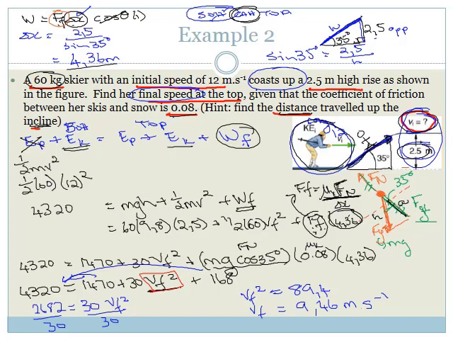And that, grade 12, is a nice level 4 question on how to use both the conservation of mechanical energy as well as the work done against the force of friction, in other words, your work energy theorem, to solve a very nice question that is a typical exam question. So please, grade 12s, go practice this, go do the question by yourselves, make sure you understand.